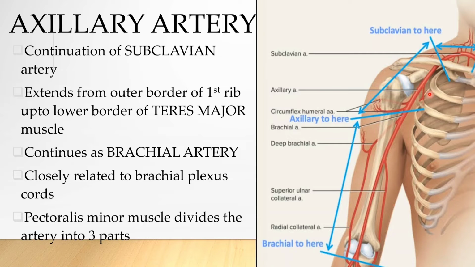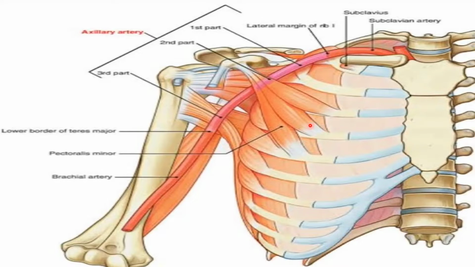The pectoralis minor muscle, this is the pectoralis minor muscle, divides the axillary artery into three parts: first part, second part, and the third part. The first part is above the pectoralis minor muscle, and the second part is beneath the pectoralis minor muscle. Here you can see, and the third part is below the pectoralis minor muscle. This is the axillary artery, divided into three parts by the pectoralis minor muscle.